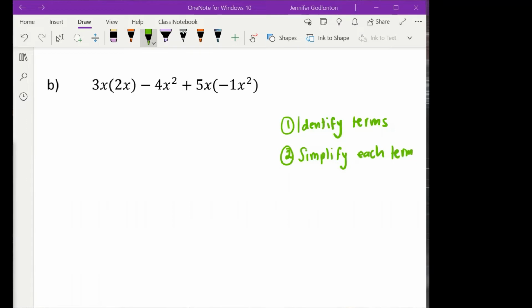Oh my goodness. Your brain can't have a heart attack. You will be just fine. Just follow the 3 little steps and you can't go wrong. Identify terms, simplify each term, and then we're going to add or subtract like terms. That's our goal for today. Just focus on these 3 little rules. Identify your terms, simplify each term, add and subtract like terms.